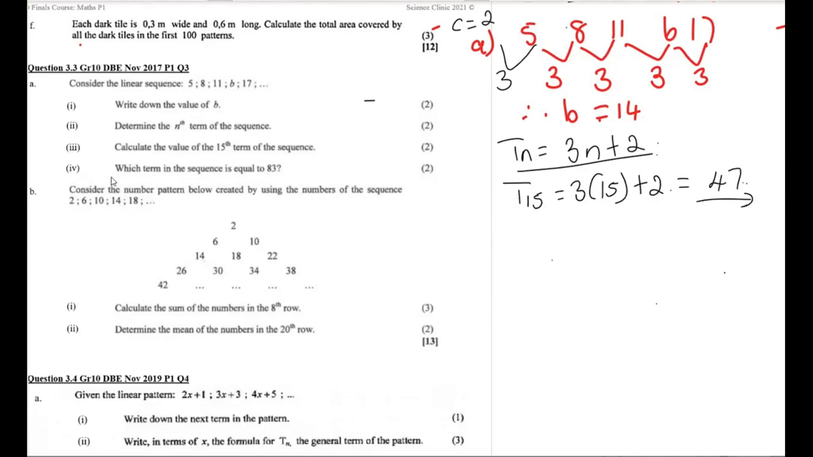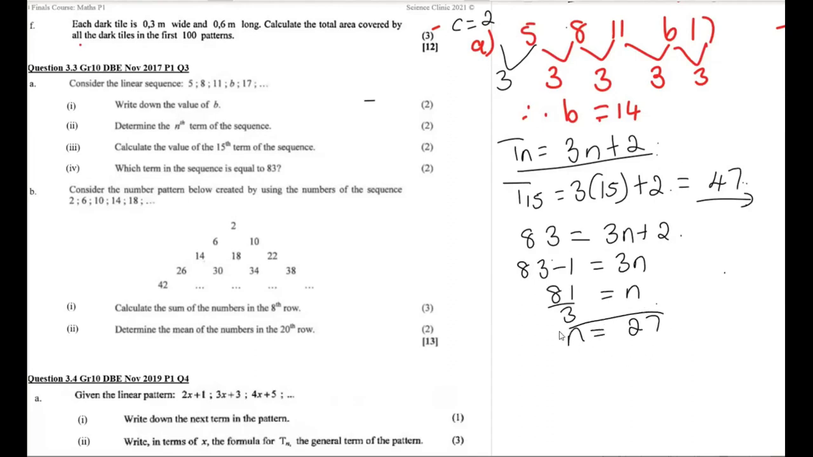Right, thank you guys. Then it says, which term of the sequence is equal to 83? So we are now equating 83 is equal to 3n plus 2. We take 2 across. 83 minus 2 is equal to 3n. So 81 divided by 3 is equal to n. Thank you, Faith. Thank you, Jimbo. n is equal to 27. Okay, now we've got part B.